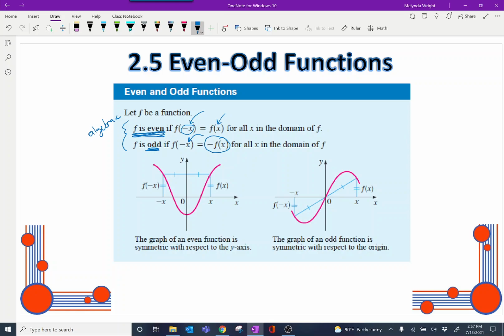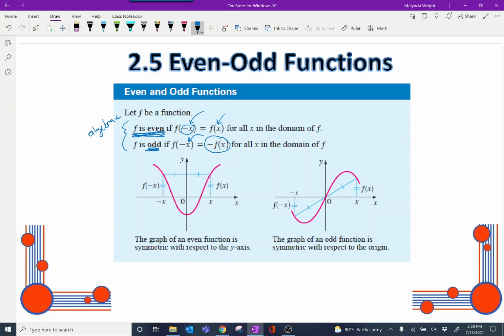And you're thinking, well, goodness, everything must be even or odd. And that's not the case. Sometimes you would get functions that are neither. They're neither even nor odd. We'll talk about those as we go through this process.